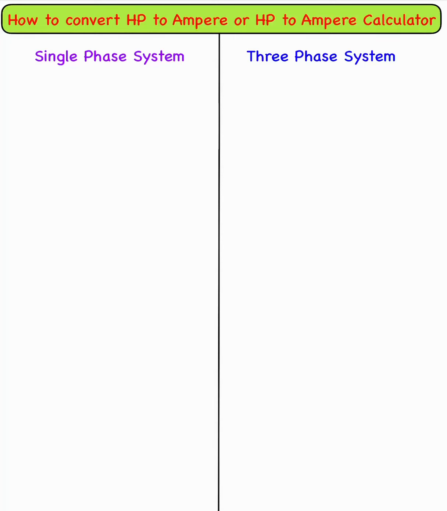Today's topic is how to convert HP to ampere, an HP to ampere calculator. That means we have to find the ampere in a motor. The motor rating is in HP, so we have to calculate the HP into ampere. There are two systems, first single phase and three phase. We will calculate both one by one. The single phase system consists of a motor that is 3 HP.